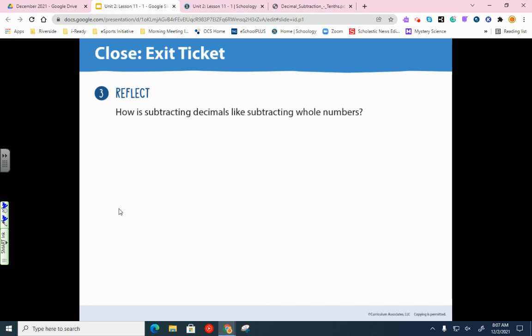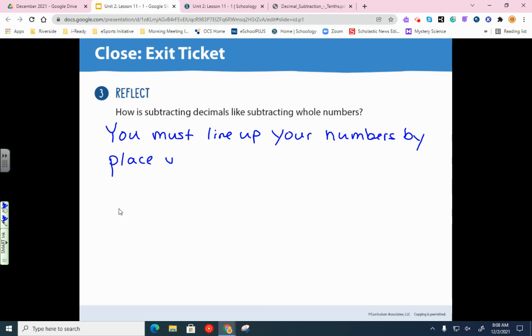All right, last question. Again, this is a short one. How is subtracting decimals like subtracting whole numbers? Just like we described in question 1, you must line up your numbers by place value. Excuse me, let me write this. Your numbers by place value. And that's the basic general thing that is the same for both of them.